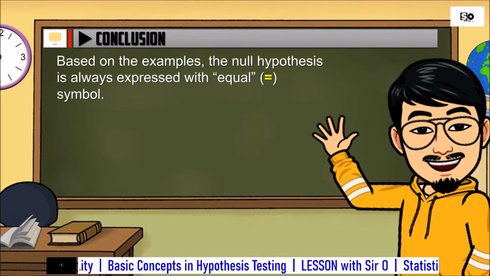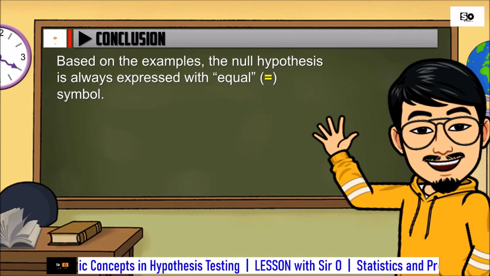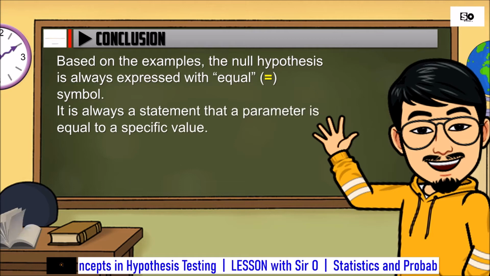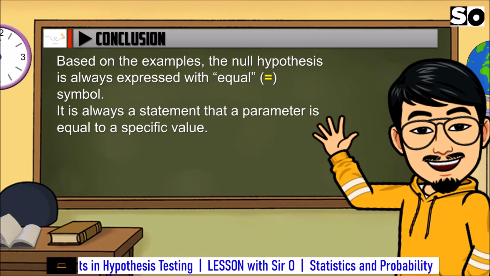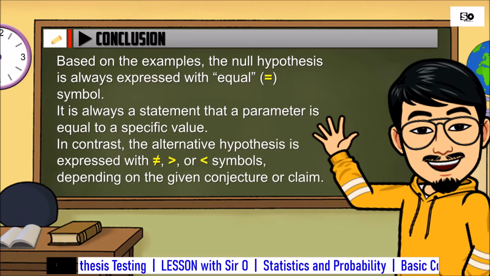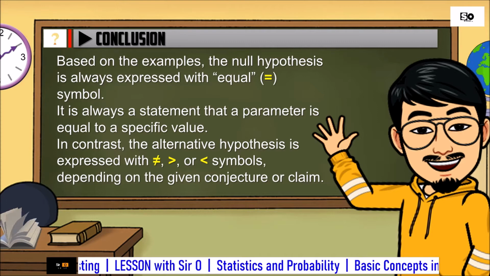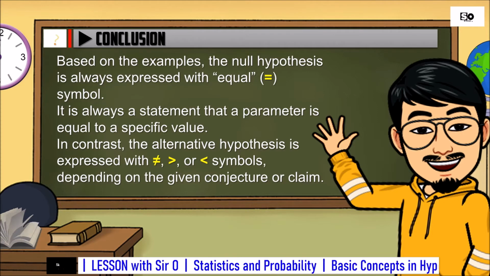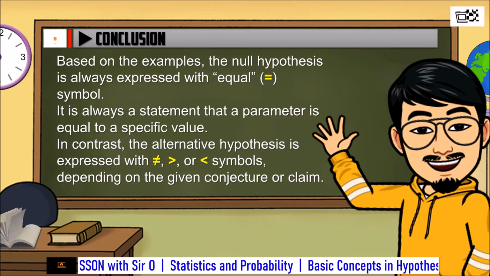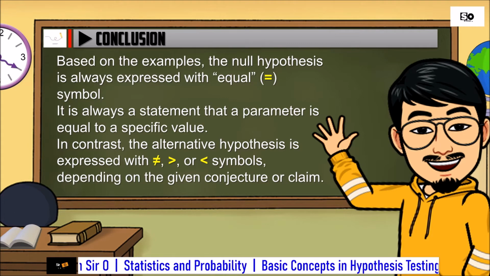Conclusion. Based on the examples, the null hypothesis is always expressed with the equal symbol. It is always a statement that the parameter is equal to a specific value. In contrast, the alternative hypothesis is expressed with not equal to, less than, or greater than symbols, depending on the given conjecture or claim.